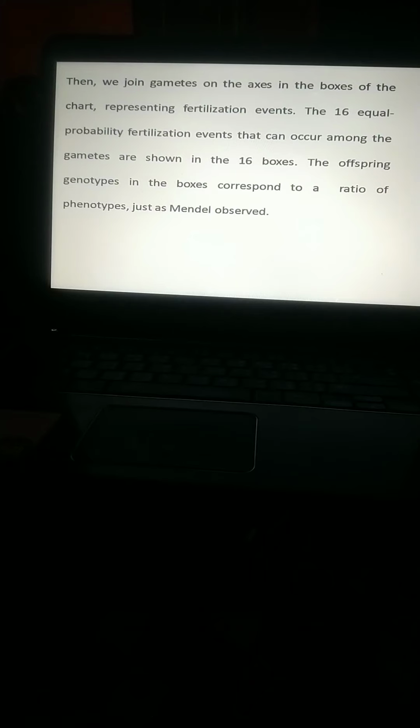The offspring genotypes in the boxes correspond to the ratio of phenotypes, just as Mendel showed above. 9:3:3:1. This is the third law of Mendel.